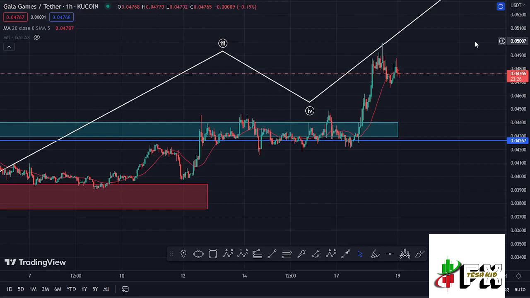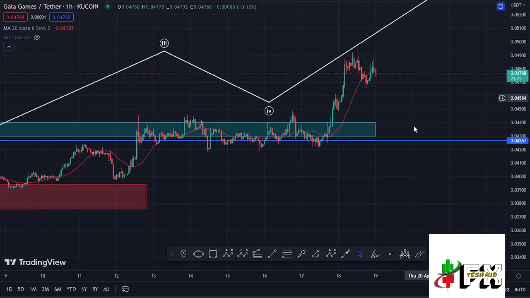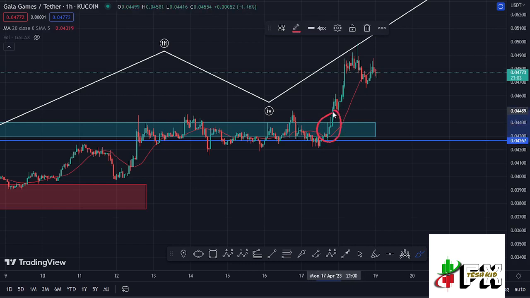Welcome back to TechKidFX for another Gala Games price prediction update, which at the time of this recording is holding below the 20-day MA here on the 1 hour chart, which is now acting as resistance for us to continue gearing up. And at the time of this recording, we are also holding above a key area of support at around the $0.04336 mark, which is now acting as support for us to continue gearing up.